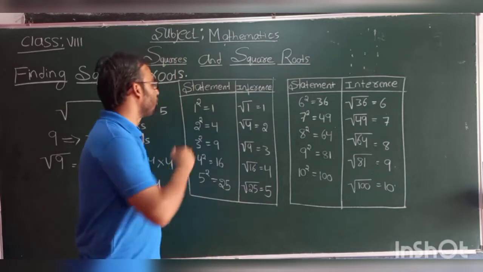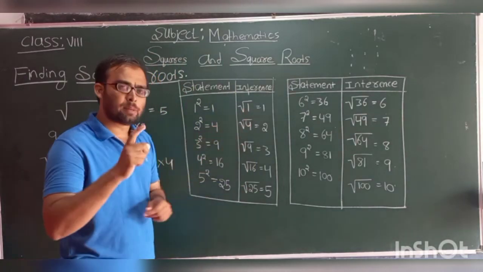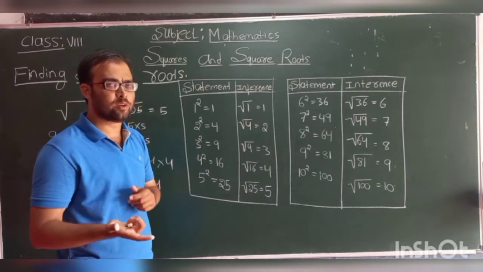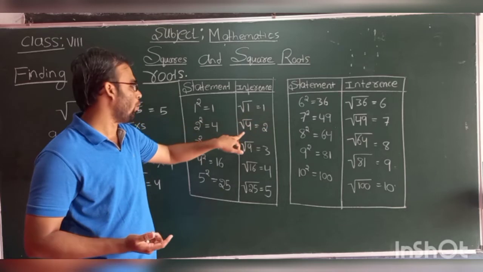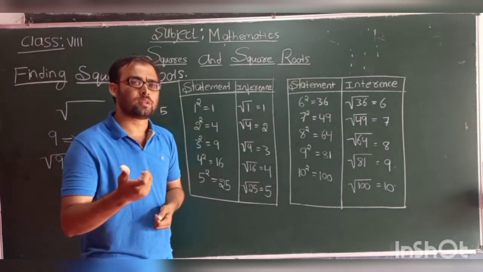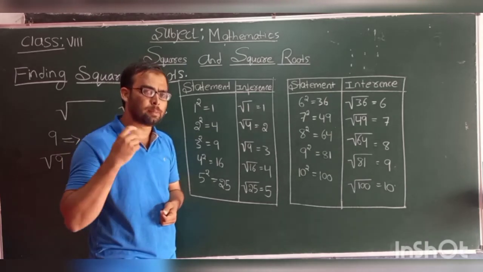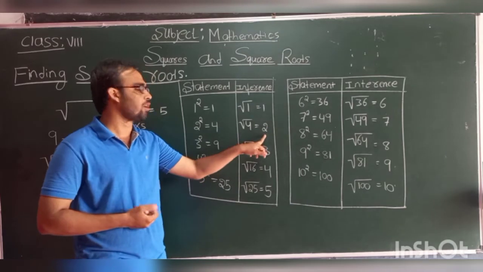Now, what is the square root of 1? By multiplying 1 two times, we are getting 1 only, no? That is nothing but the square root of 1 is 1. Now, what is the square root of 4? By multiplying which number two times are we getting 4? 2, no? The square root of 4 is 2.